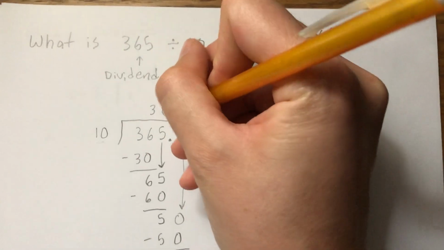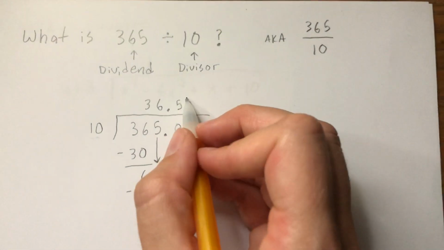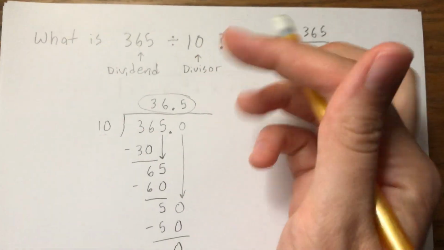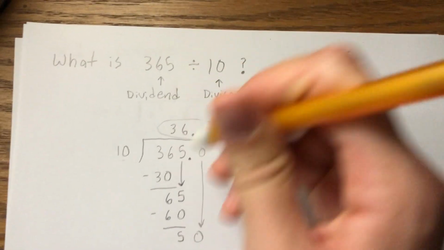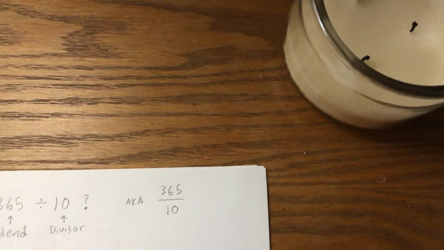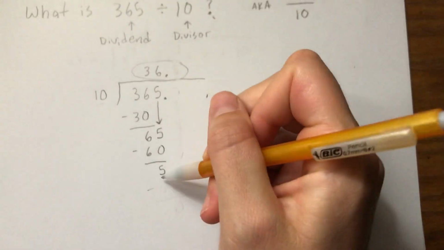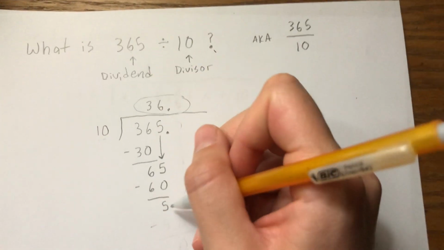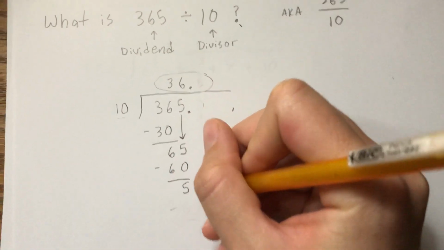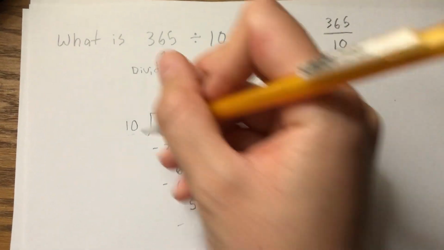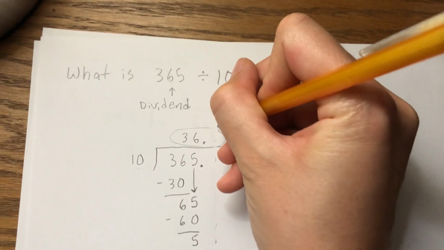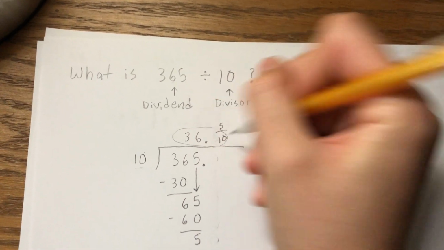If I had a decimal here, I should have a decimal up here in my answer, and the answer is 36.5. There's another way to do this, though. Instead of doing that 0.5, when you get down to just the remainder, like I was done, but I had a remainder of 5, what you can actually do with that remainder is just put it over the divisor because this hasn't been divided yet. What I have left is 5 divided by 10.